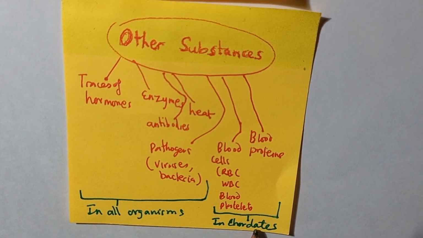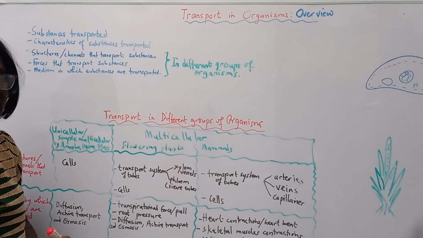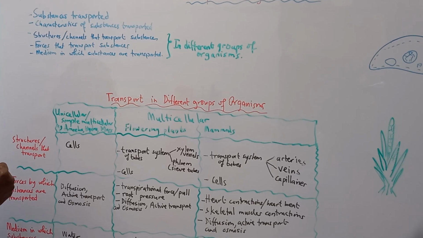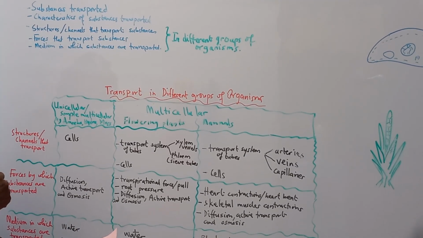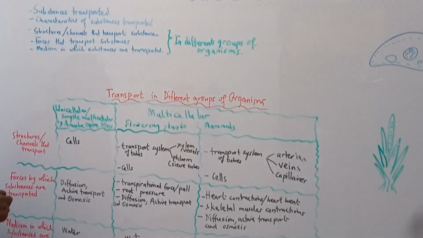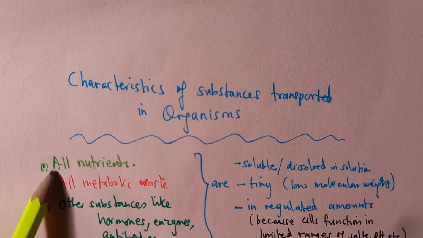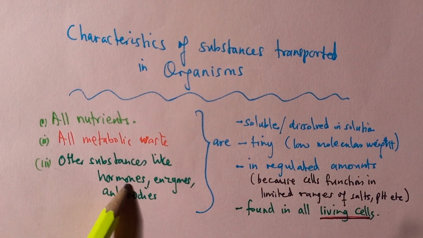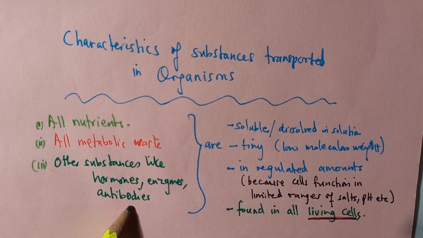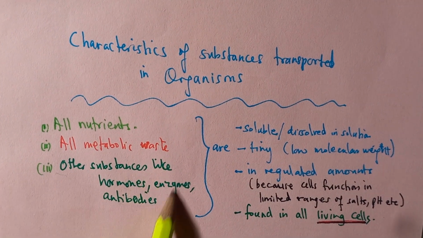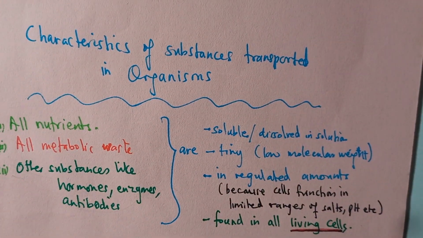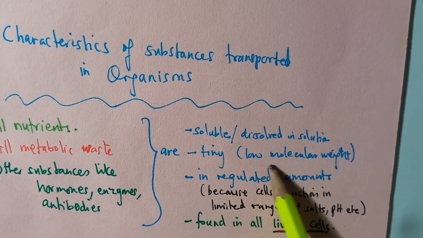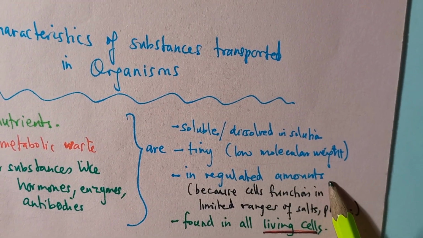Now, what are the characteristics of substances transported? Yes, substances transported must have some characteristics, isn't it? Because not all substances can be transported. So what are their characteristics? One is that all nutrients or metabolic waste, and other substances like hormones, enzymes, antibodies, are all soluble. That is, they are dissolved in solution. They are tiny, low molecular weight substances, and they are found in regulated amounts.